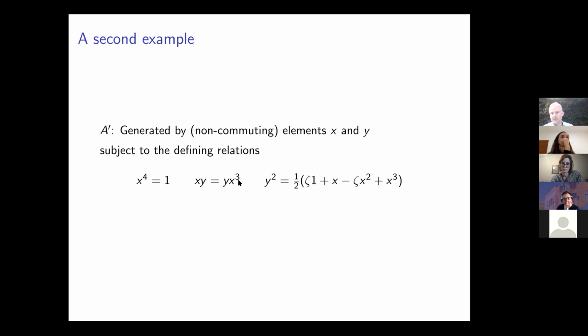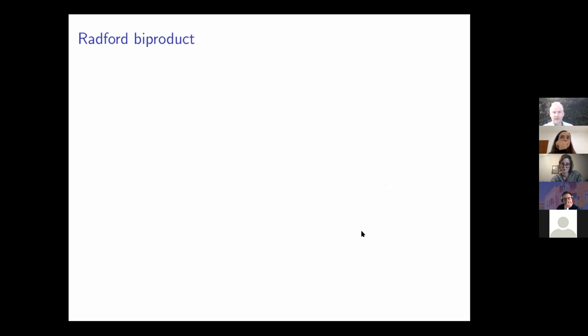Rather, they commute up to xy is yx cubed. There's this cube now. So it's not commutative. The other structures I won't describe in detail. They are very similar to the first example. And this is the focus in this talk today.